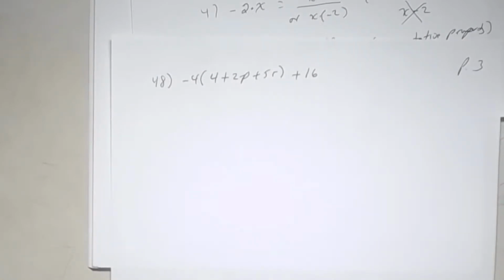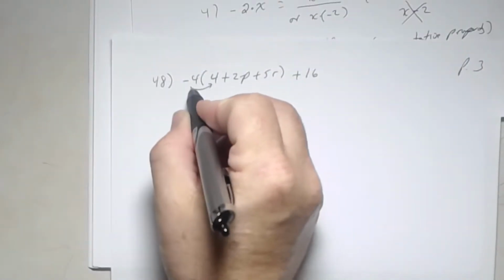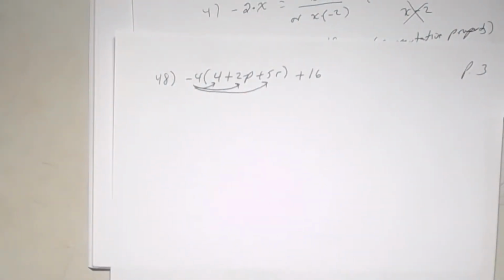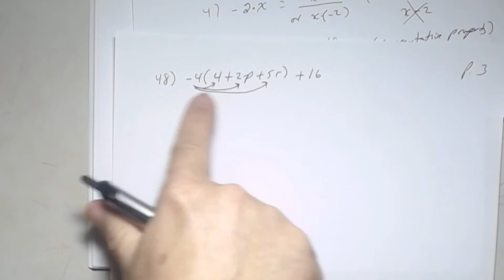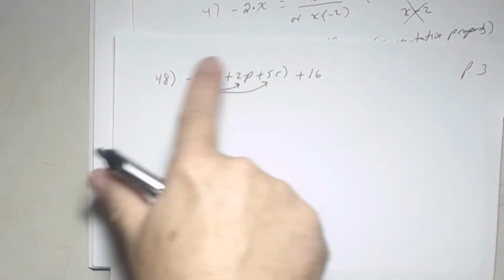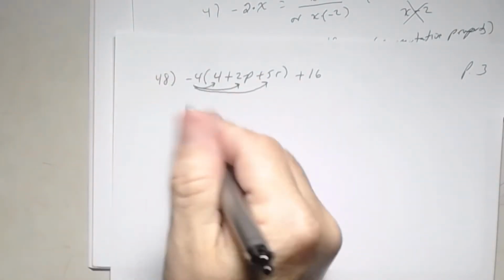Okay, same thing as before. So everything inside the parentheses has to be multiplied by what? Negative 4. So negative 4 times 4, negative 4 times a positive 2p, negative 4 times a positive 5r. Okay? Now, do I also say negative 4 times the 16? No. Negative 4 is only being multiplied by whatever's inside the parentheses.